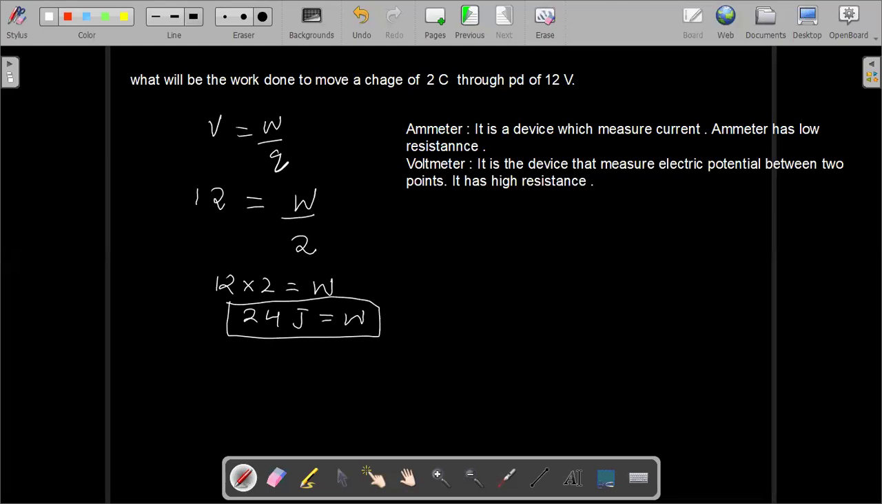Okay, see. Now the two devices, ammeter and voltmeter. Ammeter is represented by the symbol A in a circle, and the two terminals of the ammeter are a positive and a negative terminal. Voltmeter is represented by the symbol V, having a positive terminal and a negative terminal. So again, let us see how I connect the ammeter and voltmeter in a circuit.